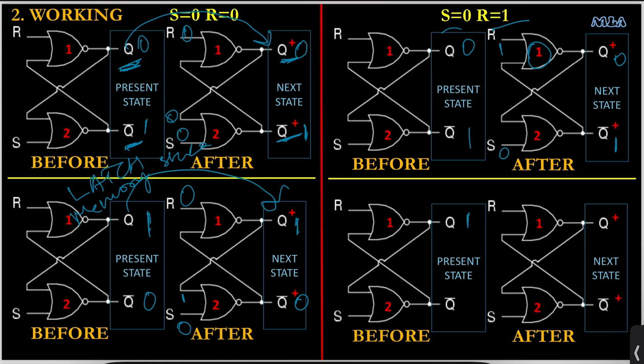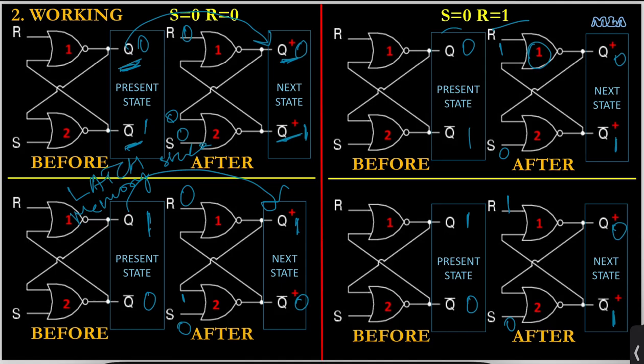Okay, fine. Now let's move on to the second segment of this part. So I will consider Q to be 1 and Q bar to be 0. Let us apply R as 1 and S as 0. Now with R being 1, one of the inputs to gate number 1 is 1. So the Q plus is going to be 0. Both the inputs to gate number 2 are 0, that is Q plus and S being 0. So Q bar plus will be 1.